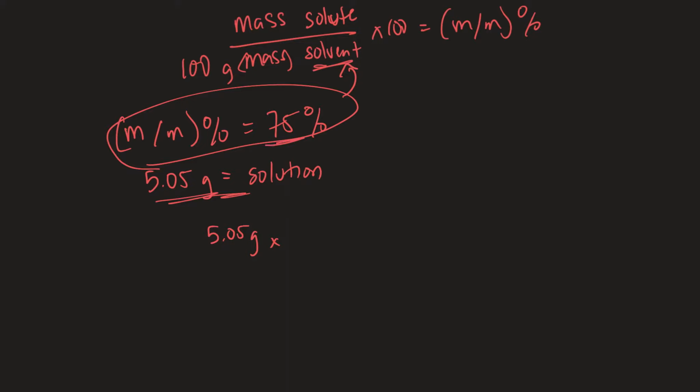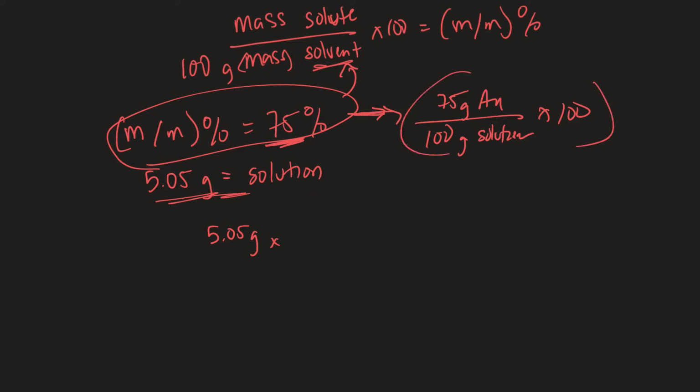It's 75%. This simply means that you have 75 grams of gold over 100 grams of solution, times 100. That's where this number is coming from, and that's your mass percentage. We can use this to help us out here. So then I would basically write 75 grams of gold over 100 grams of solution.